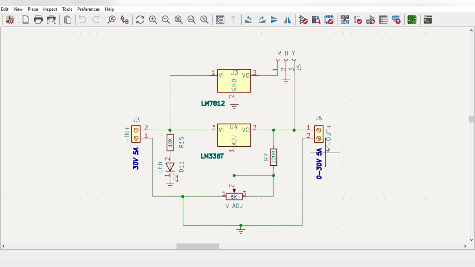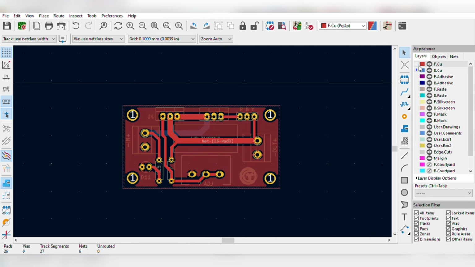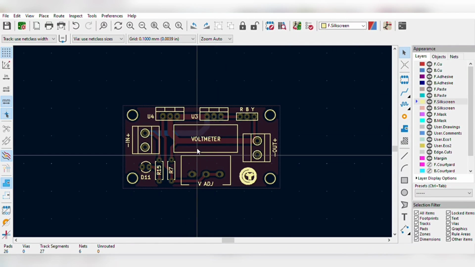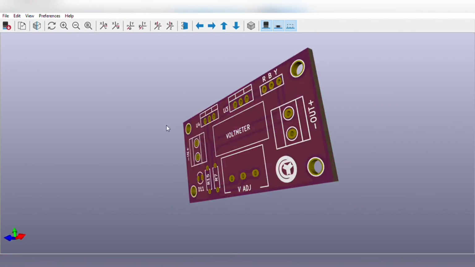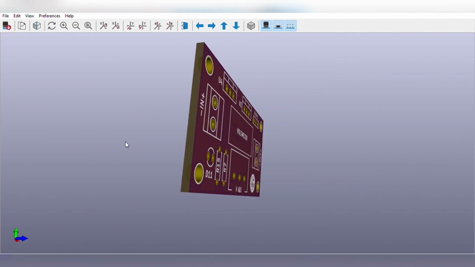And then I converted the circuit diagram to PCB. And the PCB is going to look like this. You can download both circuit diagram and PCB files, the link is in the video description.